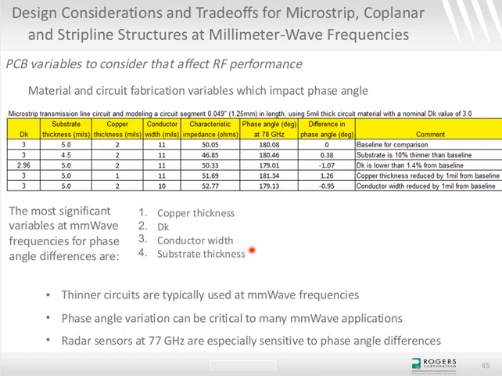Conductor width is next, and substrate thickness is the least of your worries if you're just looking at phase angle differences only. So at higher millimeter wave frequencies, 77 gigahertz, typically thinner circuits are used, and phase angle for some of these applications is really important. If that's true, you want to keep these things in mind.